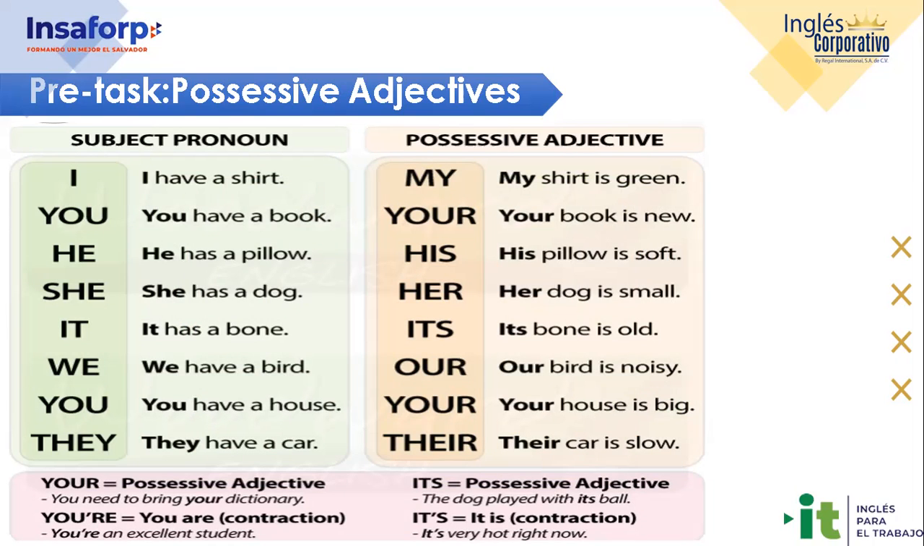Ok, Carlos, read the subject pronoun sentence, and then you read the possessive adjective sentence. I have a shirt. My shirt is green. Okay, one and one. I have a shirt. My shirt is green. Continue, please. You have a book. Your book is new. He has a pillow. His pillow is soft.